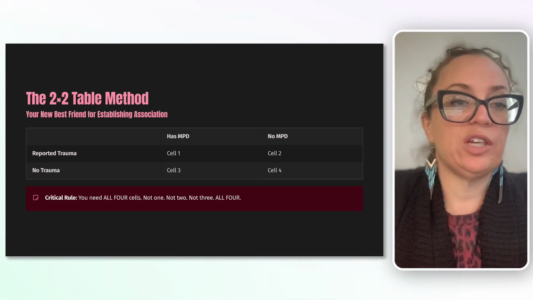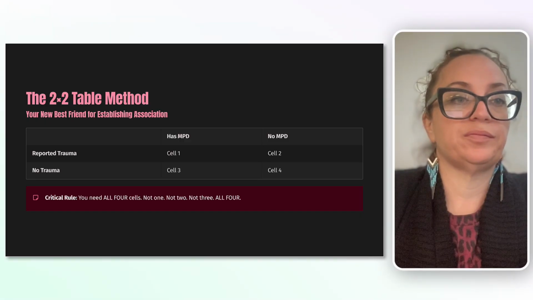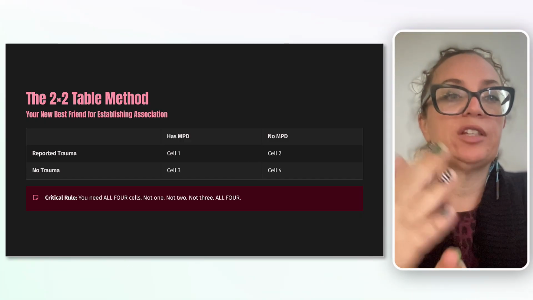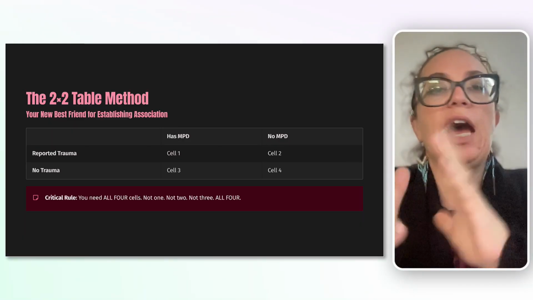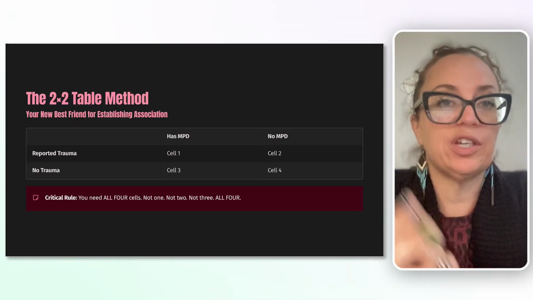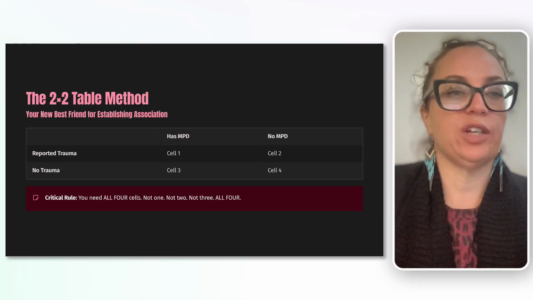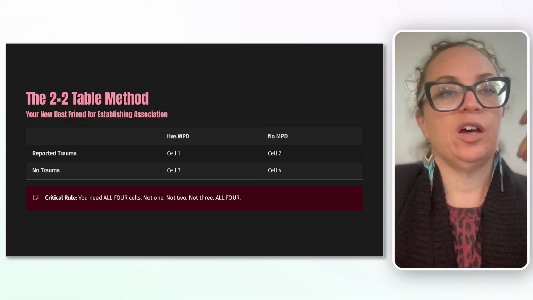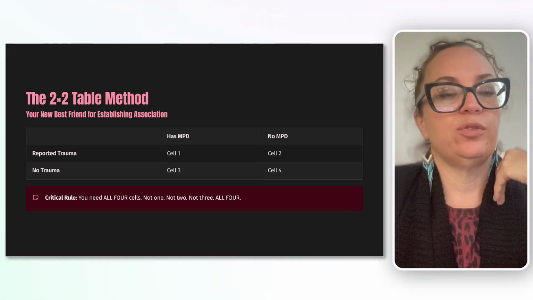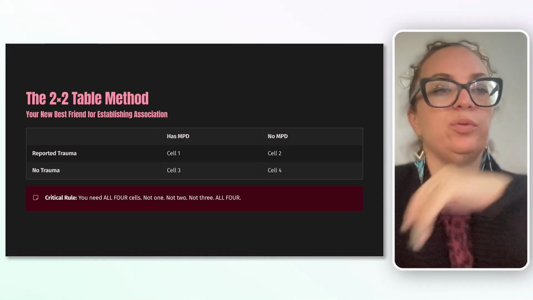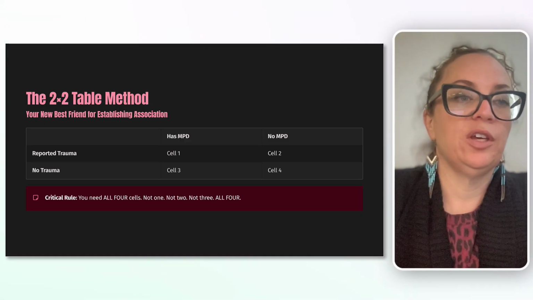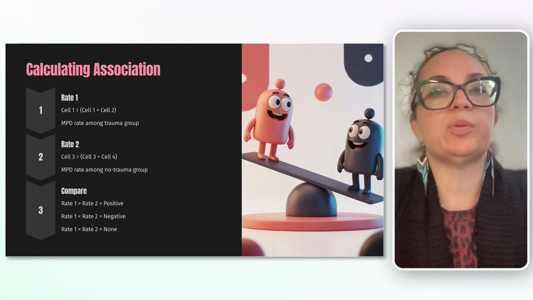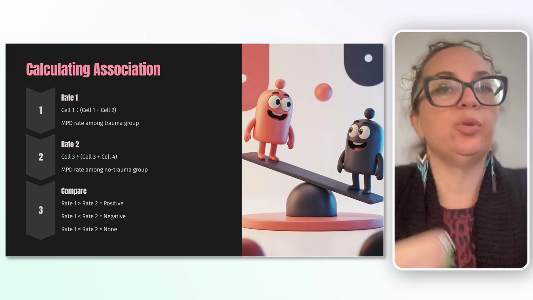Okay, we calculate two rates. Rate 1 is cell 1 divided by cell 1 plus cell 2. Now, this is just an average, okay? So we're taking an average of the top two cells of what's the average of people who report childhood trauma versus the average of people who report no trauma, okay? So rate 1 is the rate of multiple personality disorder amongst people who reported trauma.